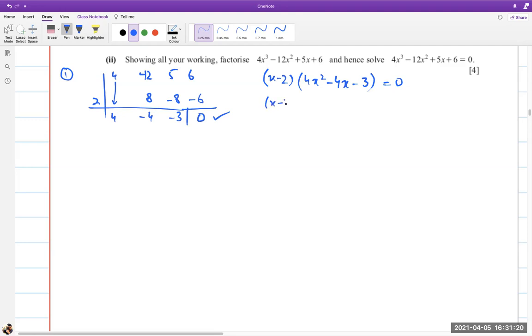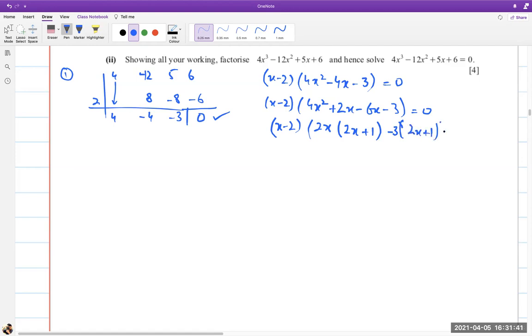You can obviously do middle term breaking or any of the other methods. For example, if I do middle term breaking here, I'll get 4x squared plus 2x minus 6x minus 3. That leaves me with x minus 2. 2x is common, so 2x plus 1, minus 3 is common, and 2x plus 1 inside. So my final answer will be x minus 2, 2x plus 1, and 2x minus 3. That's my final answer, which will give me the three answers.